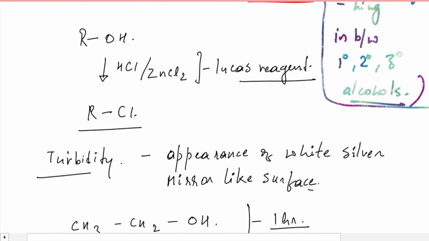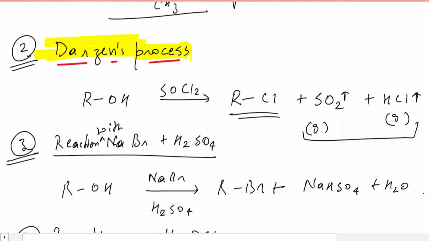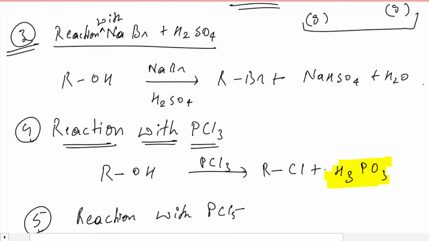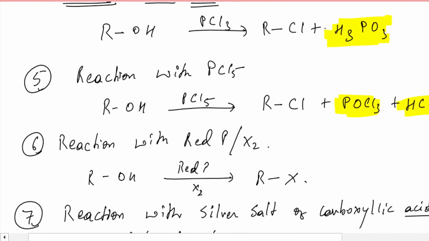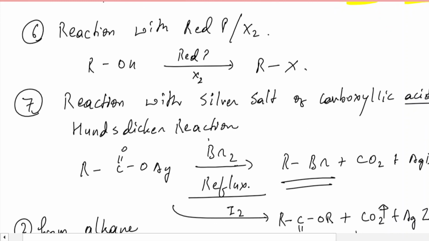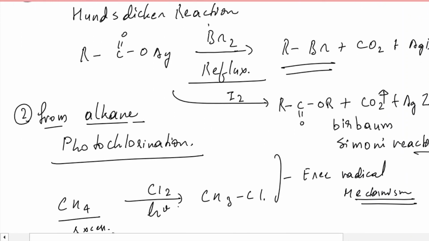The first one was the Groves process, then Darzens process, then reaction with NaBr in the presence of H2SO4, then reaction with PCl3, PCl5, and red phosphorus in the presence of X2. Then reaction with silver salt of carboxylic acid, that is Hunsdiecker reaction. If the reaction occurs for iodine, that is Birnbaum-Simonini reaction, and it yields the formation of ester.